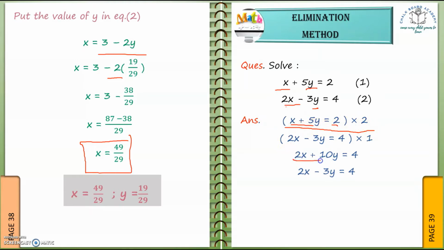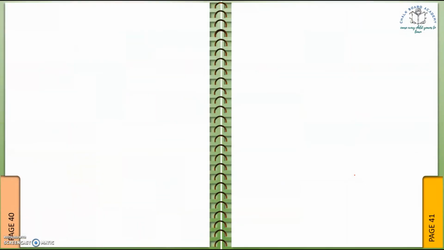But we got the result 2x plus 10y is equal to 4, and then another one is 2x minus 3y is equal to 4. Now we got these two equations, and we have to subtract them. To subtract them, we have to change the sign, because this 2x was positive, so we have changed it into negative. Then 3y was negative, so it is now positive, and this one is positive, so it became negative. Now we got the result 13y is equal to 0. That means y is equal to 0.